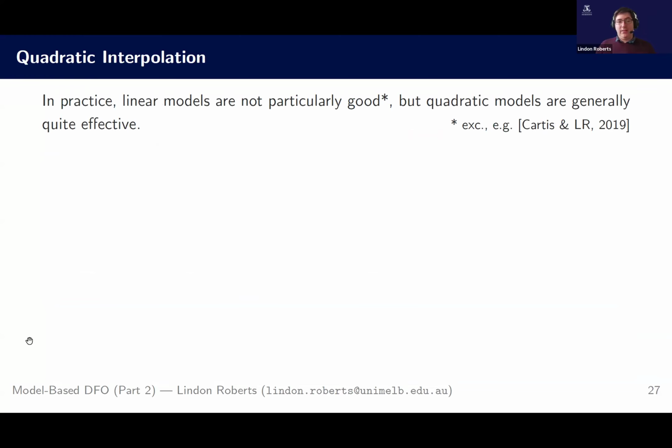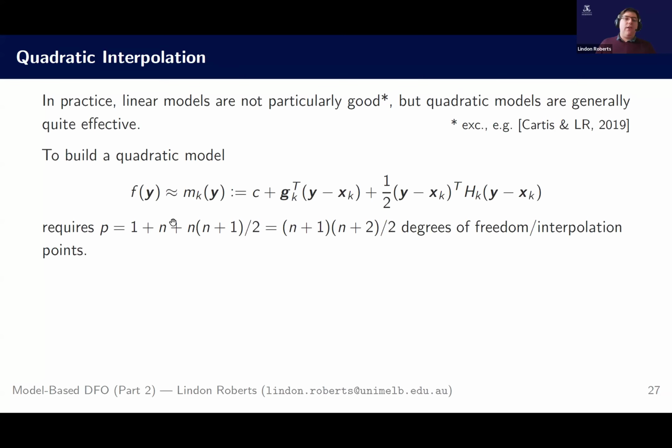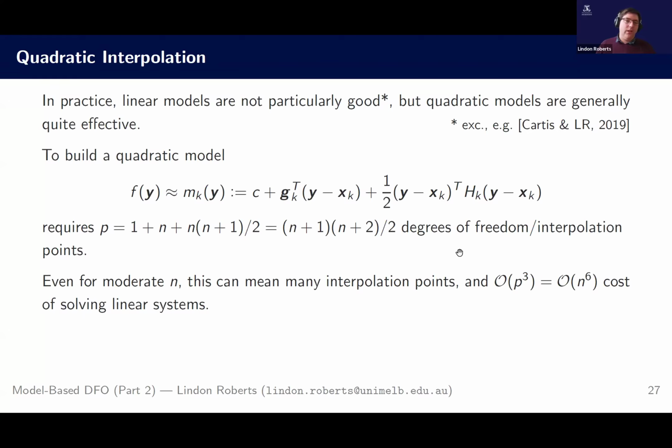Quadratic interpolation is better, though. Linear models are not particularly good. There's at least one case where that's not correct. I'll mention that tomorrow, hopefully. But generally speaking, you want to use quadratic models. If you want to build a fully quadratic model, then you need more degrees of freedom because you've got a full Hessian to build, but the Hessian is symmetric. So you have order n squared over 2 degrees of freedom in H. So you need roughly n squared over 2 interpolation points for quadratic interpolation.